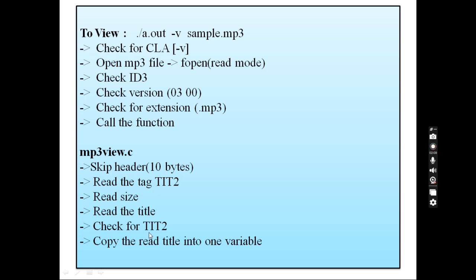After reading the title, we have to display it. You can use a temporary variable and store it. Before storing we need to check whether we have read TIT2 or TPE1. To compare TIT2, we can use the strcmp function. If the correct tag is read, we can copy the read title into one variable. You need to repeat the above process for all other details like artist name, album name, year. You need to fetch like this. So for all you have to perform these operations.